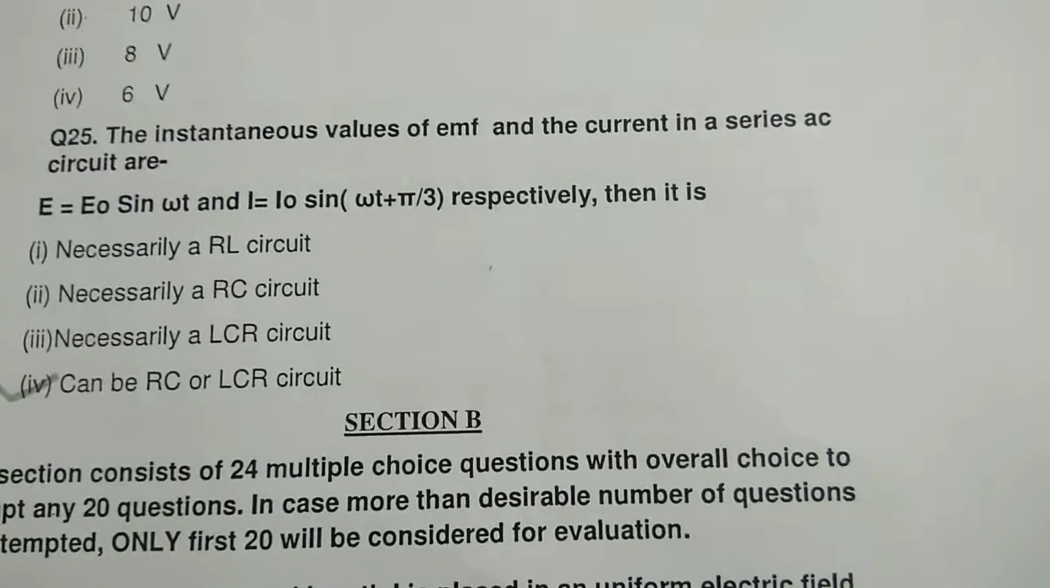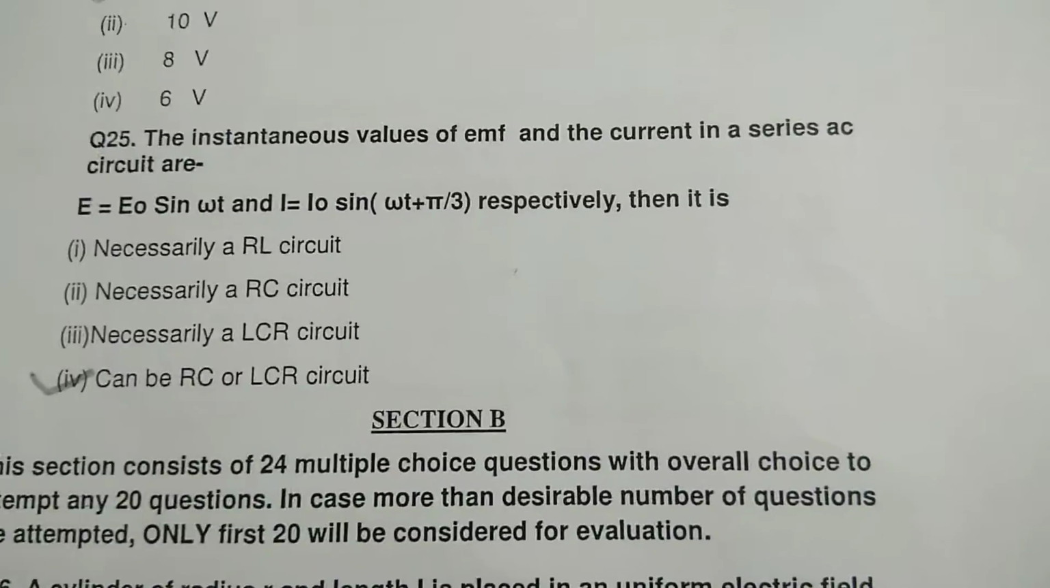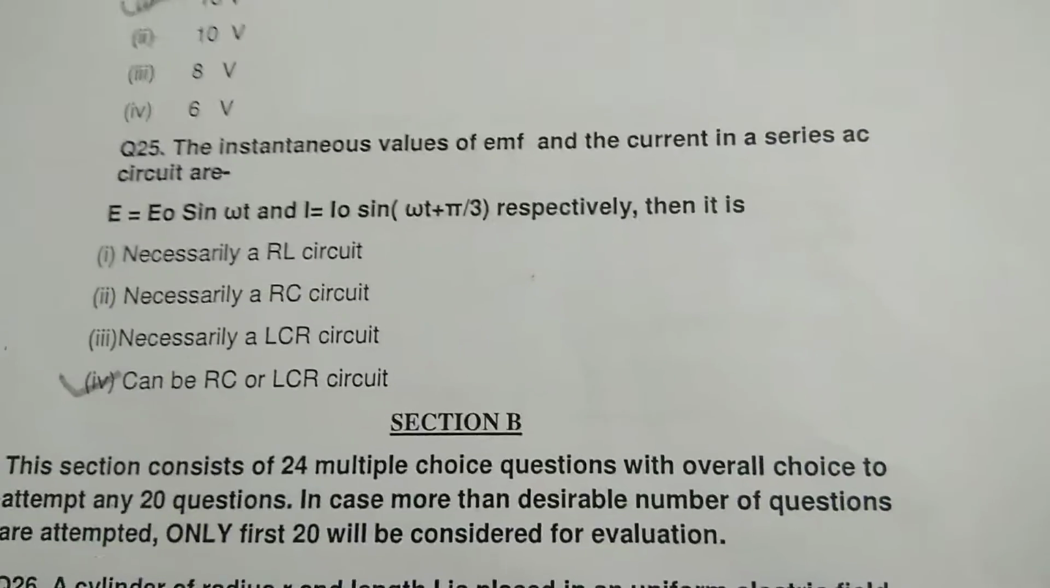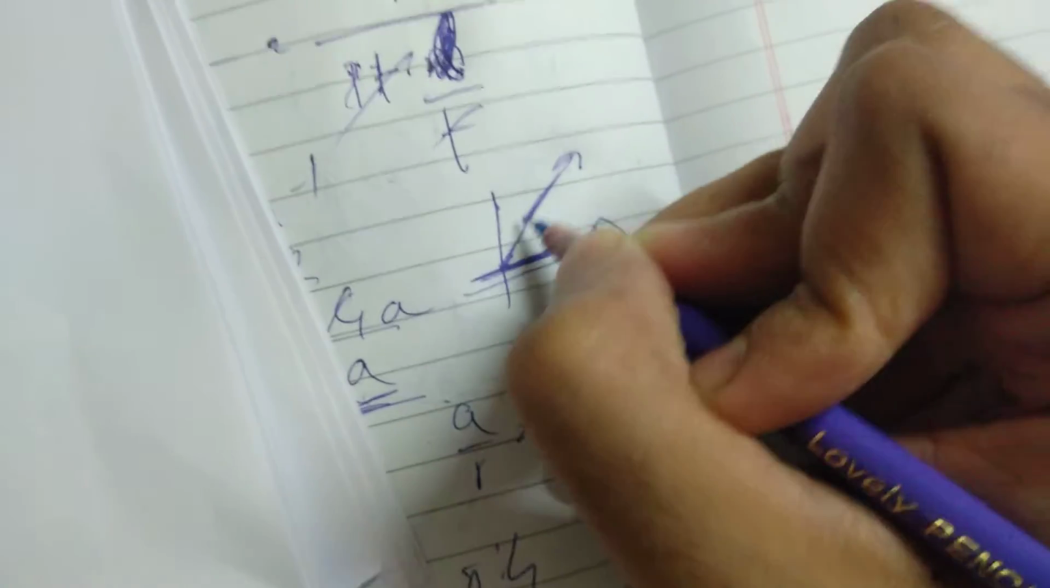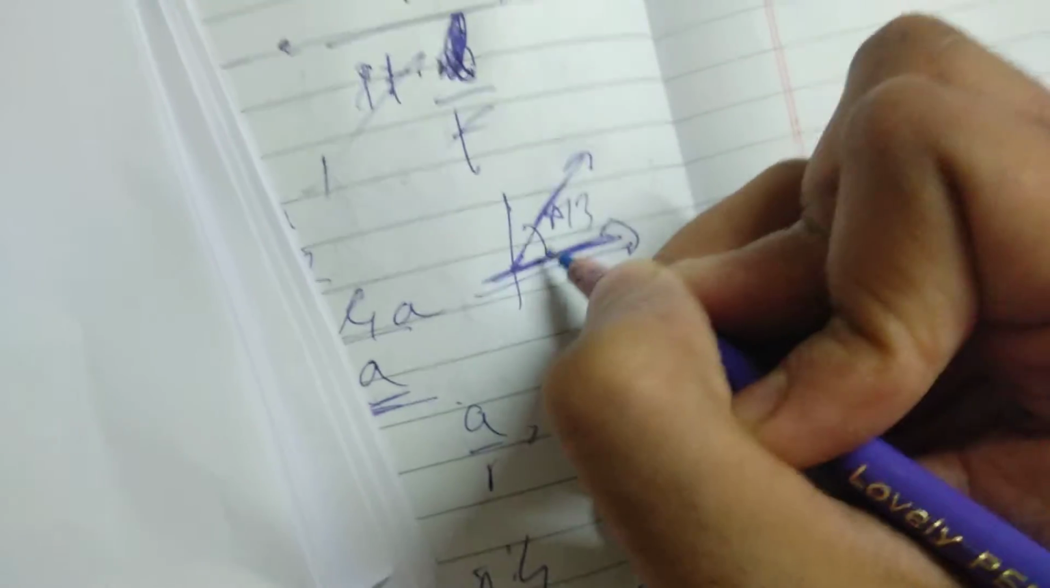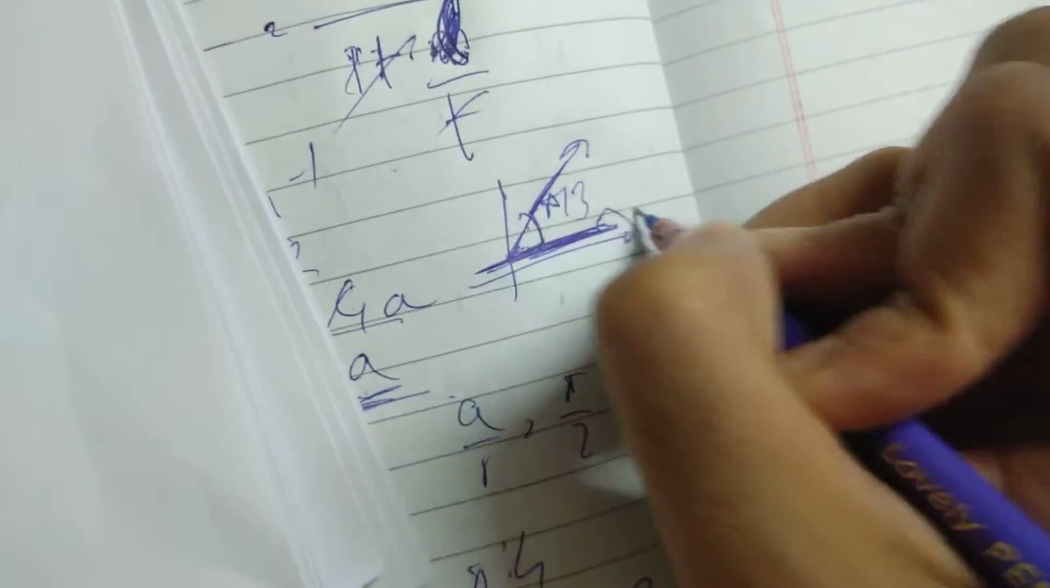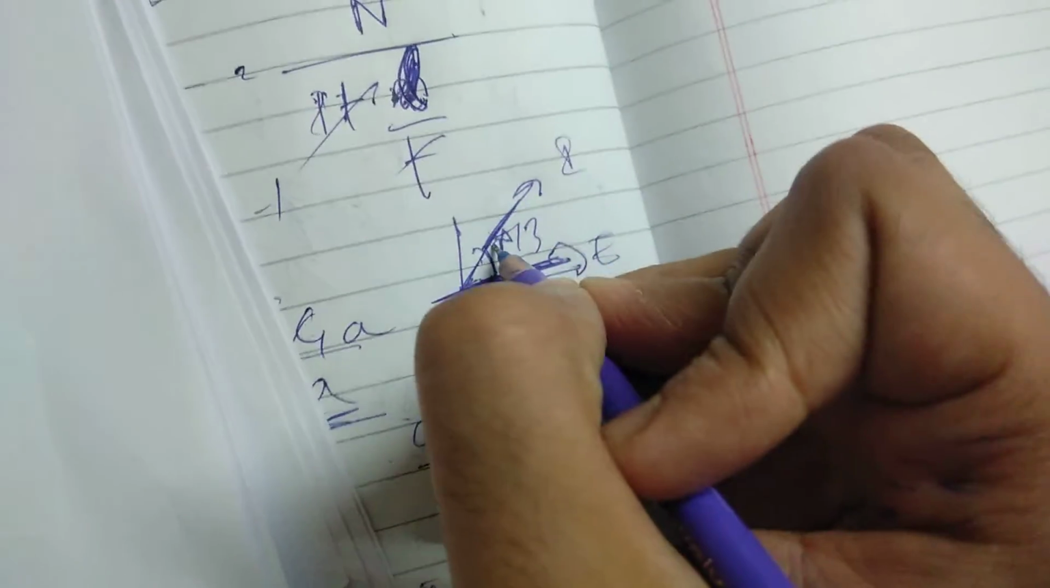The instantaneous values of EMF and the current in a series AC circuit are E equals E naught sin omega t and I equals I naught sin (omega t plus pi by 3). So again this is a phase question, and if you draw the phasor diagram, E is E naught sin omega t and I is omega t plus pi by 3. So I is exceeding E, I is ahead of E.